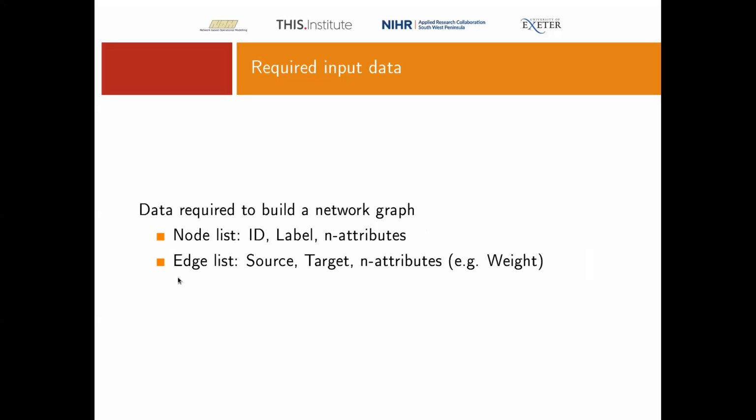And then the edge list itself. This is what actually describes the structure of the network itself. And there's two pieces of new terminology here. The first is source, and second, target. And what these are describing are the start and the end of an edge.